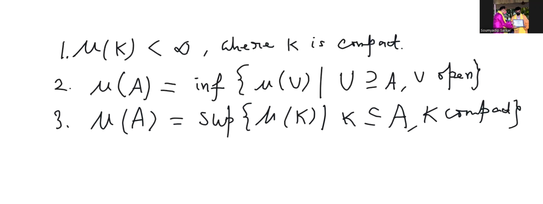So you have a Hausdorff topology on a set X, and then you have a measure which satisfies these three conditions. And that is your Radon measure.